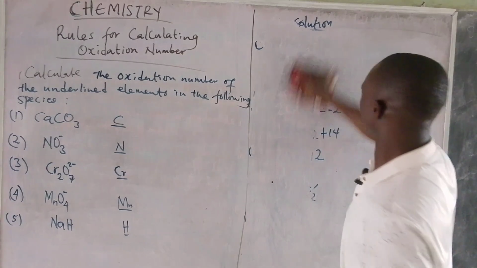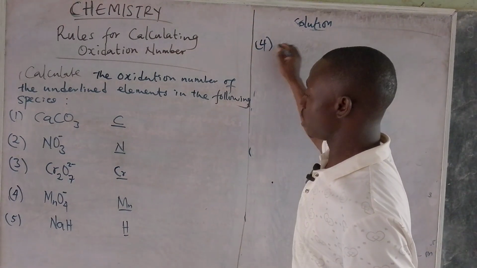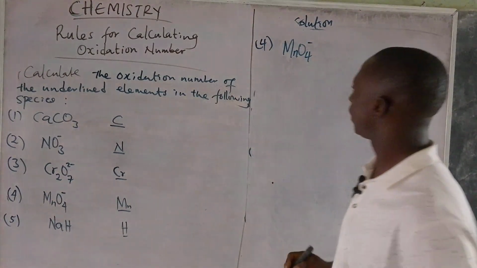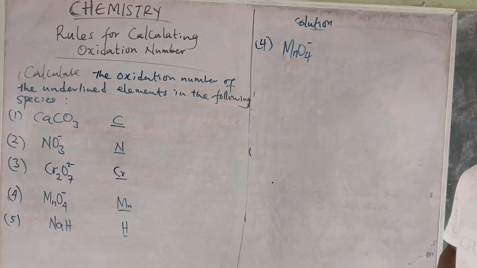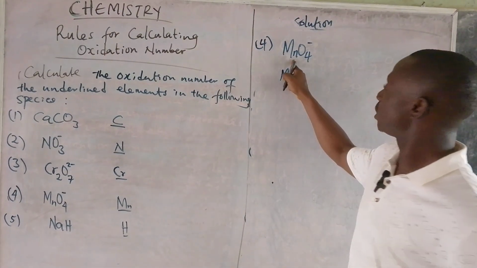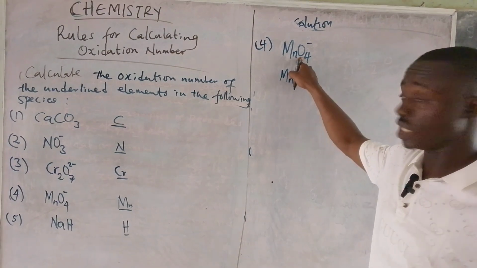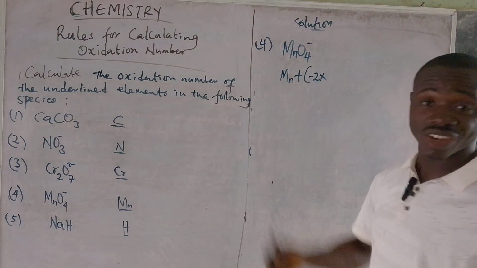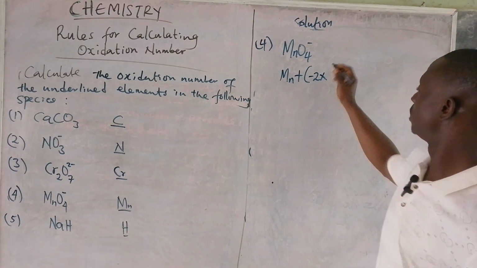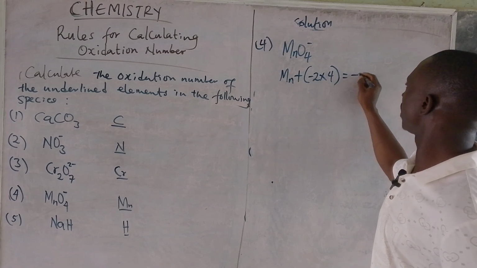Number 4. Question number 4 says we have to find the oxidation state of manganese in this radical, MnO4 -. So Mn represents the oxidation state of manganese, then plus the oxidation state of oxygen, which again is -2. You can see that is a constant. Oxygen is always -2 except in peroxides. Then times 4, then equals -1.